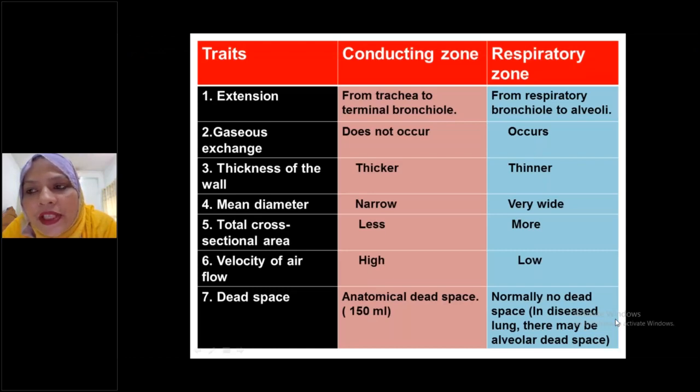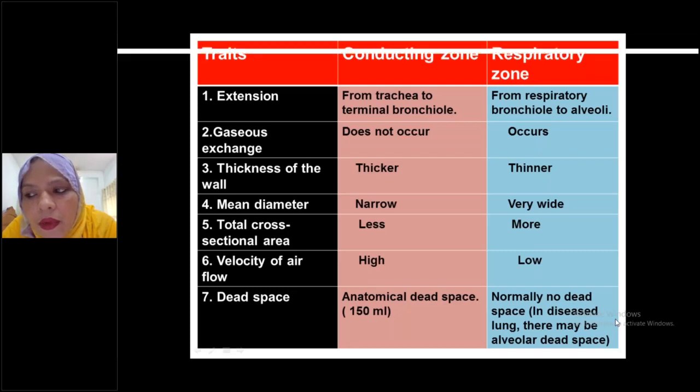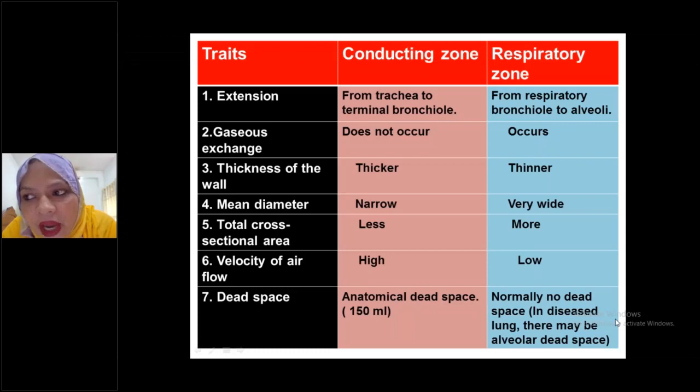Anatomical division of the respiratory passage. Who can tell me? Nose to trachea. From nose to trachea. What is this called? Upper respiratory tract. We can divide the respiratory passage anatomically into two parts: upper respiratory tract and lower respiratory tract.